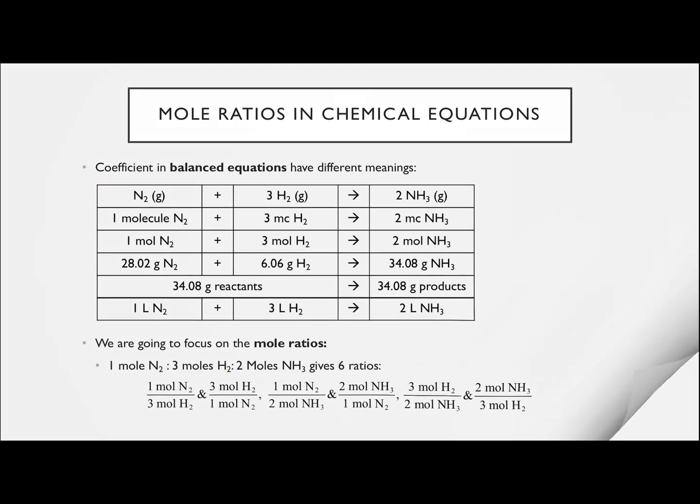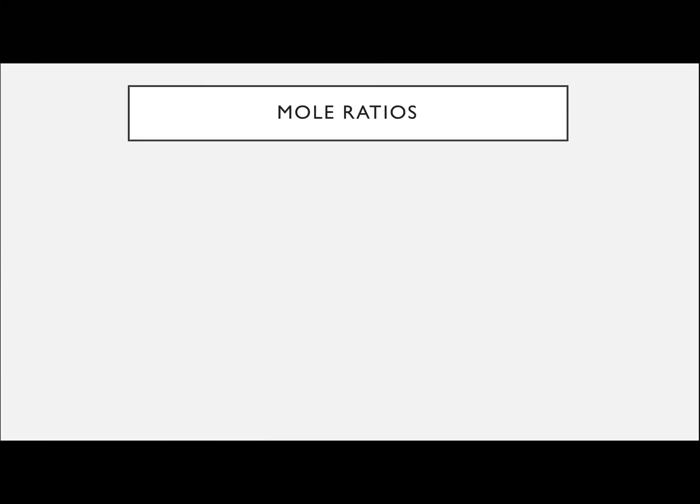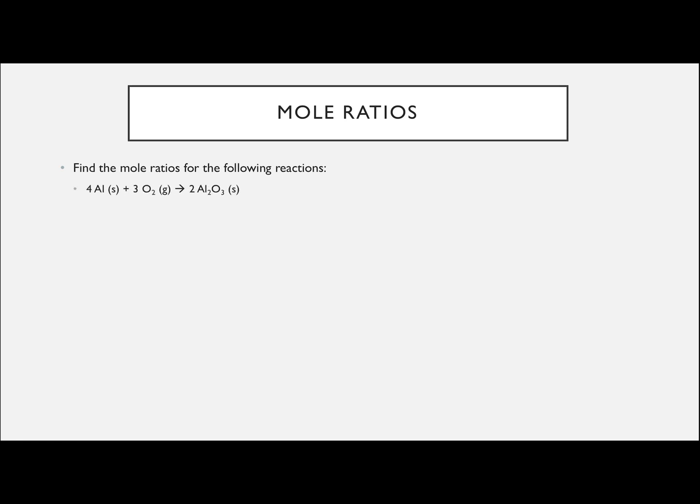So let's do an example. Find the mole ratios for this reaction. There are 3 things: aluminum, oxygen, and aluminum oxide. Take a second to think about and write out in the space provided on your follow-along notes how many and what are all the ratios for this reaction. Pause the video and play it when you think you've got them all.